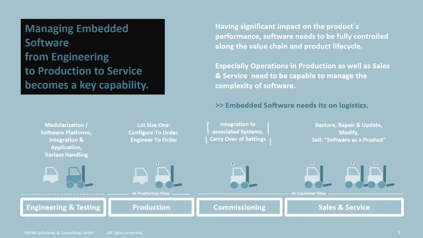So first of all, we need to be able to restore the software and parameter settings once a hardware device, a control unit for instance, is broken. So the ability to restore settings and a software configuration is definitely a necessity for a vendor of smart products. But also the ability to repair and update software configurations in the field is very important.